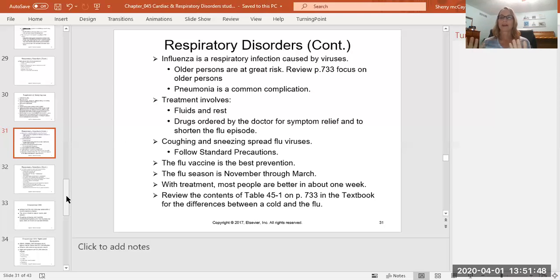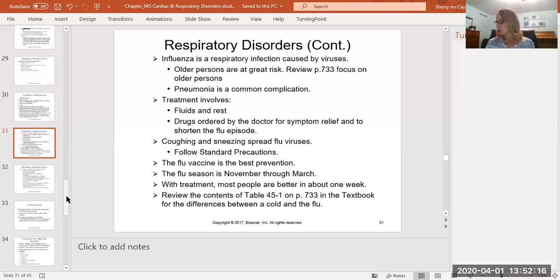Stuffy nose, very common with the cold, sometimes with the flu. Okay. Sneezing, usually with the cold, and sometimes with the flu. Sore throat, common with the cold, sometimes with the flu. Okay. Chest discomfort and cough. With the cold, of course, you're going to get a mild to moderate hacking cough. With the flu, it is common, and it can be quite severe.